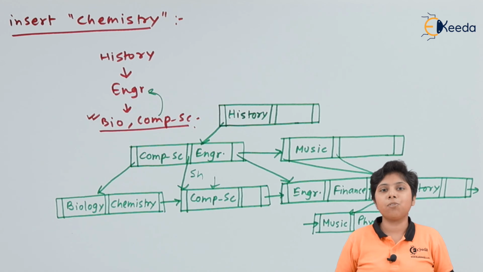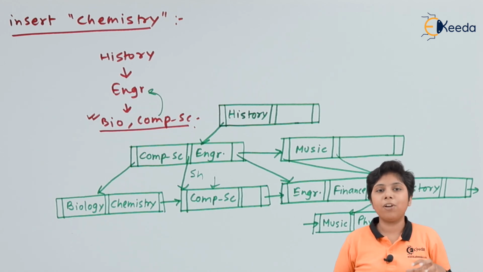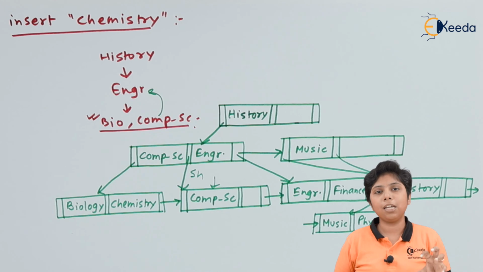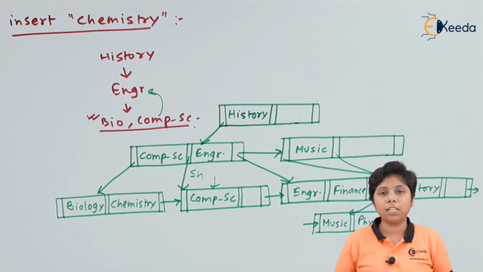Now another increased concurrency can be given in this index structure with the next key locking protocol. In this next key locking protocol, not only the key which is being accessed, like in the insertion, deletion or splitting up, but also the next key, that means the right sibling of that key, will also be locked.